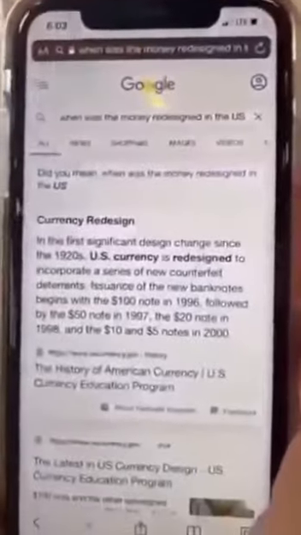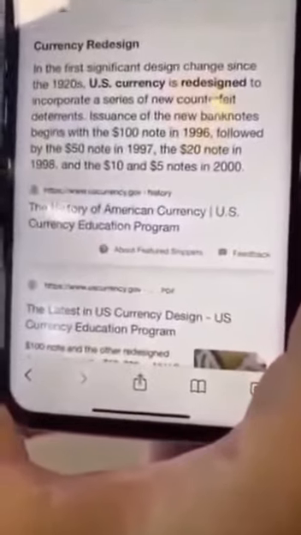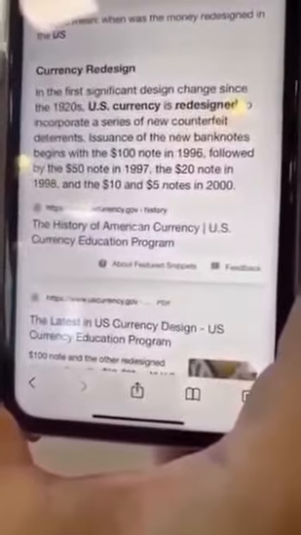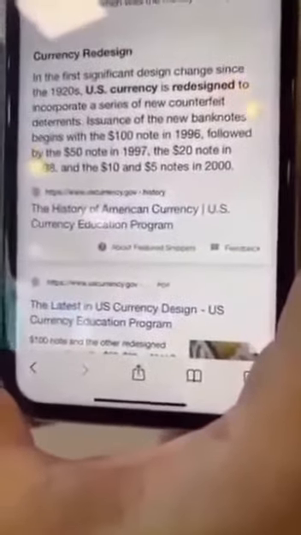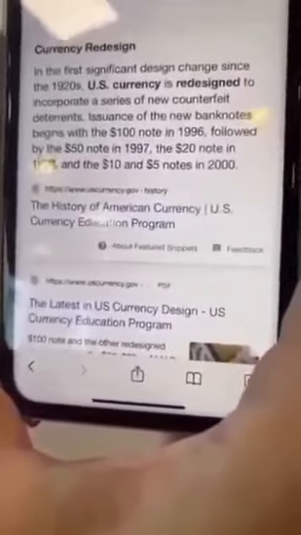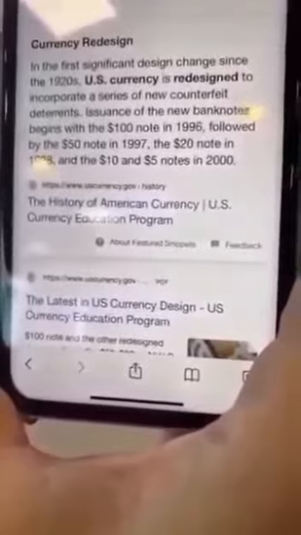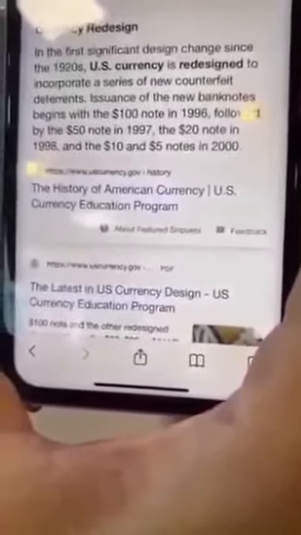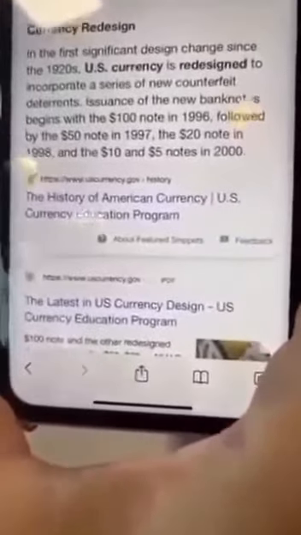And I'm going to turn the camera around now so you can see it yourself. I have another phone in my hand. Read this. I typed in Google, when was the money redesigned in the U.S.? Here's the answer. In the first significant design change since the 1920s, U.S. currency is redesigned to incorporate a series of new counterfeit deterrents. Issuance of the new banknotes begins with the $100 note in 1996. Interesting. Followed by the $50 note in 1997. The $20 note in 1998, and the $10 and the $5 notes in the year 2000. Now look at the website.